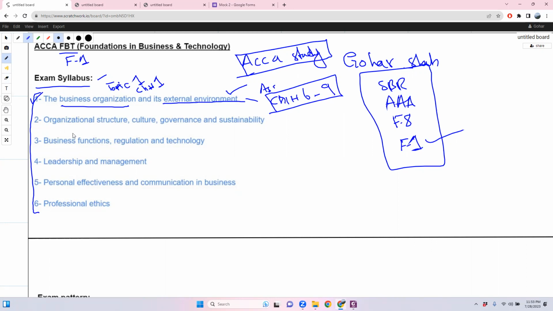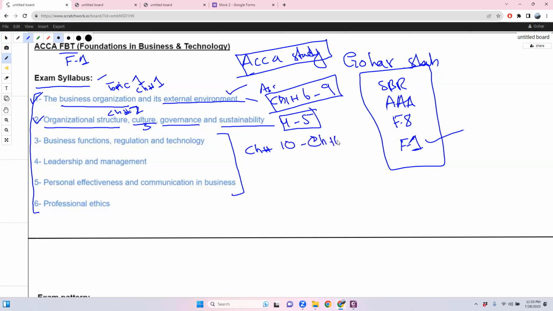The second topic is organization structure, culture, governance, and sustainability. All of these are different topics. Organization structure relates with chapter number 2 in the Kaplan study text, and culture relates with chapter 3. Governance and sustainability fall within chapters 4 and 5. So chapter number 1 to chapter number 9 we have already covered in the first 2 topics. The rest of the topics fall in chapter 10 to chapter number 25 in the Kaplan exam.